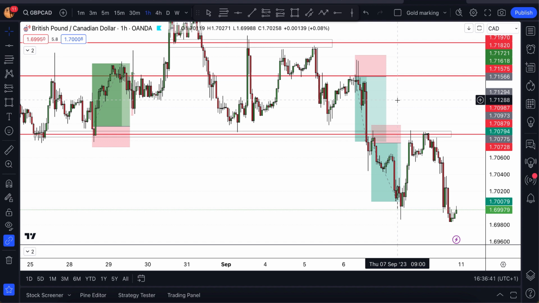Support and resistance is really simple, it works really well, it's worked for me for a long time.